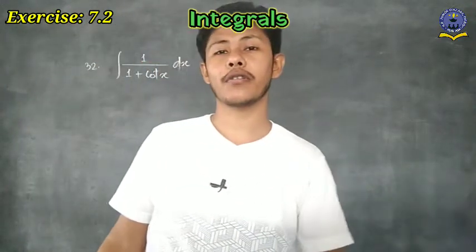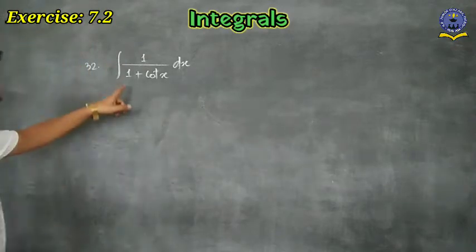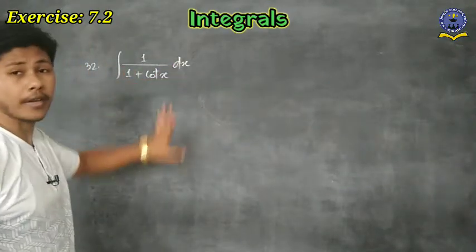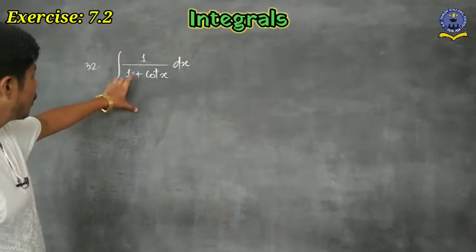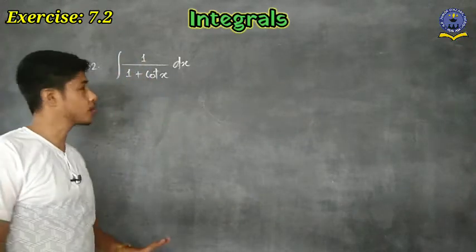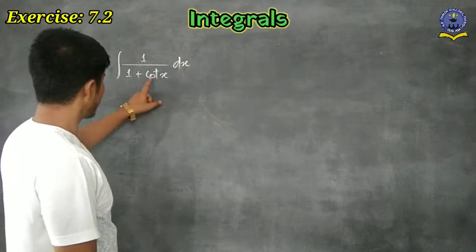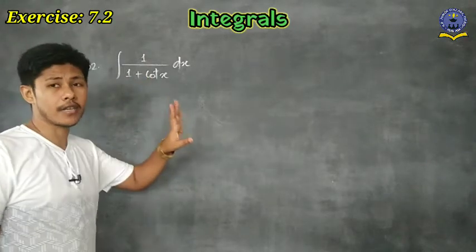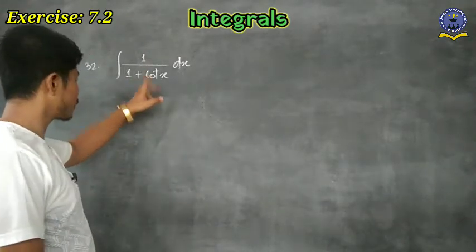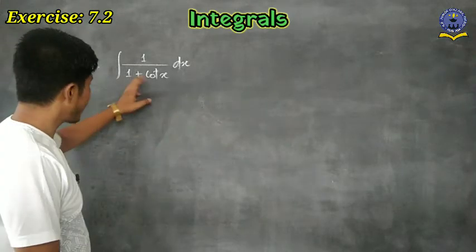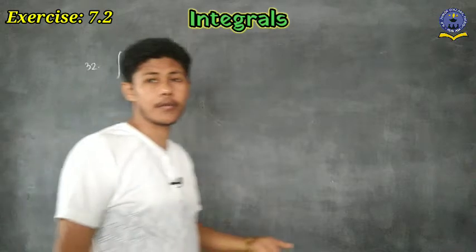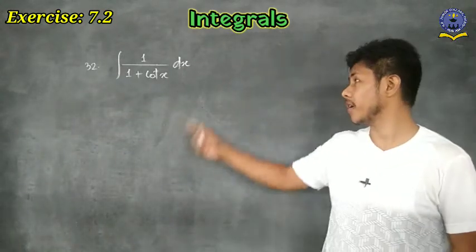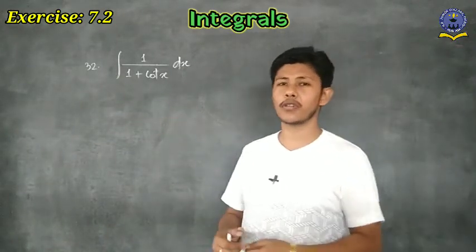Now let's see how we can solve this question. First of all, integration of 1 by 1 plus cot x dx means here we have to solve with the help of substitution. For this you see only one trigonometric function is here, which is cot x. If we directly substitute cot x, d/dx of cot x is minus cosec square x. So minus cosec square x is not present here. That's why direct substitution is not possible here.